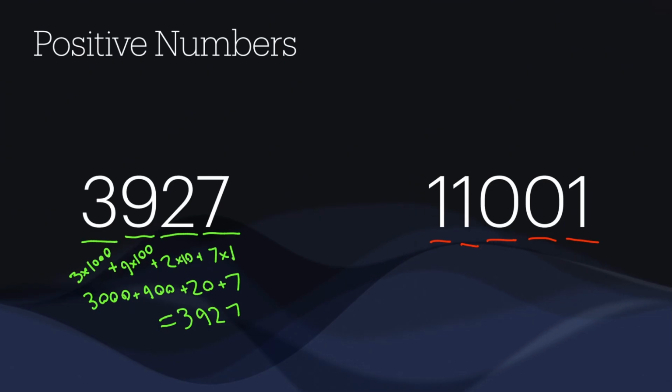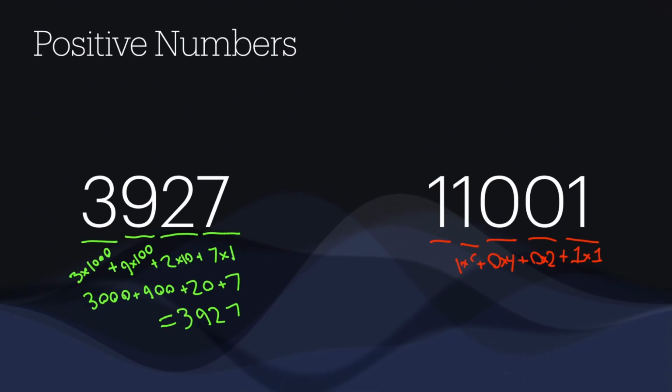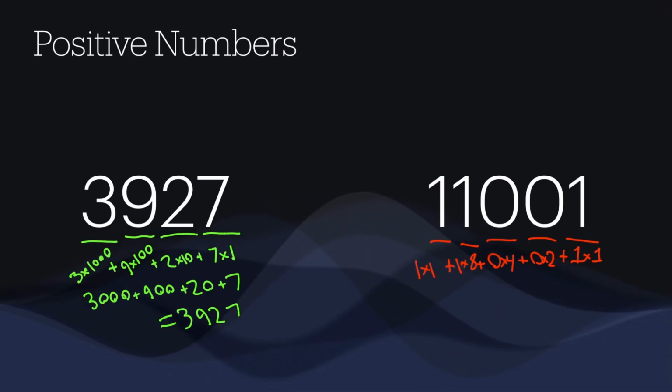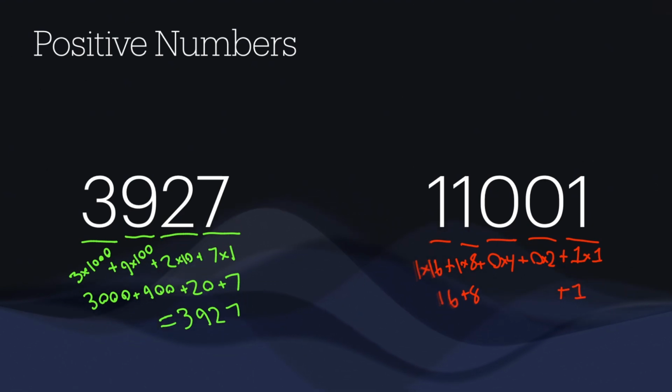Well, first we have 1 times 1 plus 0 times 2 plus 0 times 4 plus 1 times 8 plus 1 times 16. 16 plus 8 plus 0 plus 0 plus 1. So that's going to be 25.